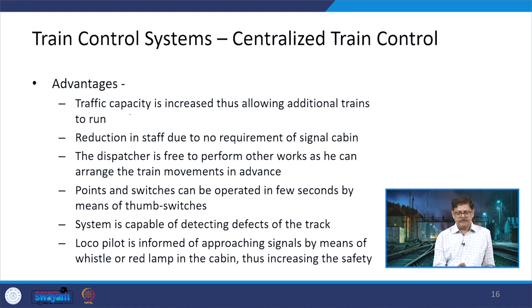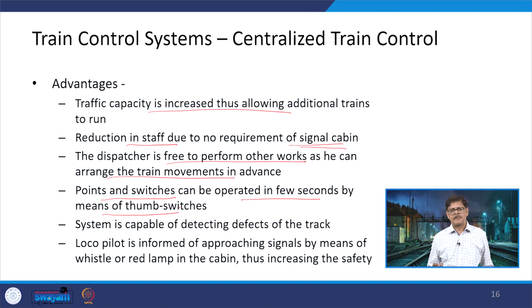Then the traffic capacity is increased, thus allowing additional trains to run. There is a reduction in the staff because there is no requirement of the signal cabins. Then dispatcher is free to perform other works as he can arrange the train movements in advance. So, this is also a possibility in this case. You are setting the things. There are methods by which the pre-arrangement is being done, and then as and when it is being required, it can be executed. The points and switches can be operated in few seconds by means of the thumb switches.